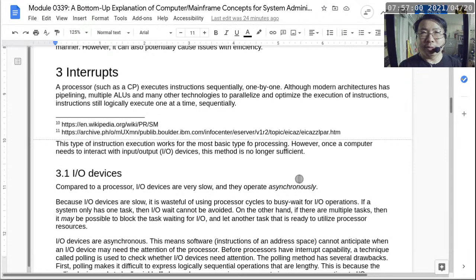We talked about interrupts last week already, but this is a more formal treatment of interrupts. A CPU, even as it is now, still logically executes instructions sequentially, one by one. This is despite a lot of technology to help speed things up, like pipelining, having multiple ALUs, and so on. Even though a lot of things are really happening in parallel, from the perspective of a programmer or developer, instructions still execute sequentially, one by one.